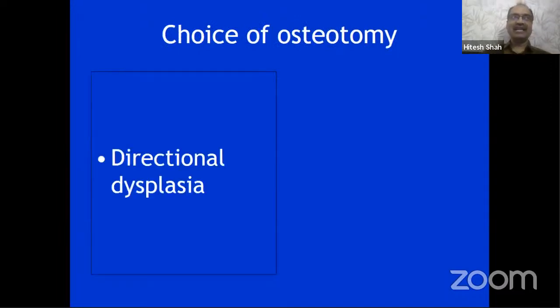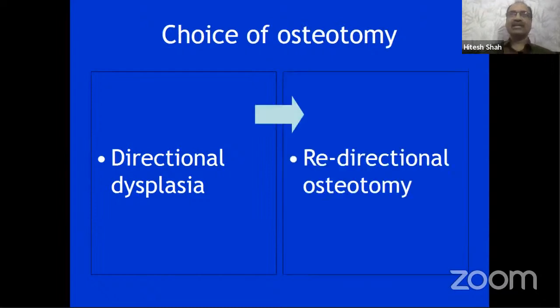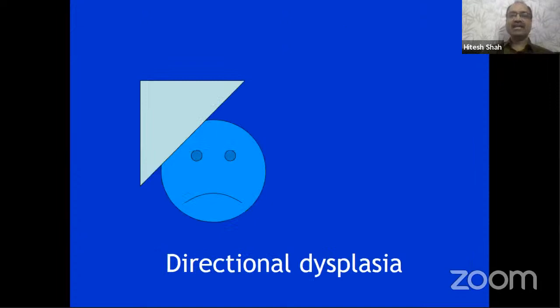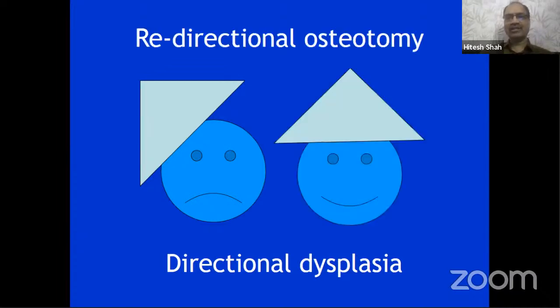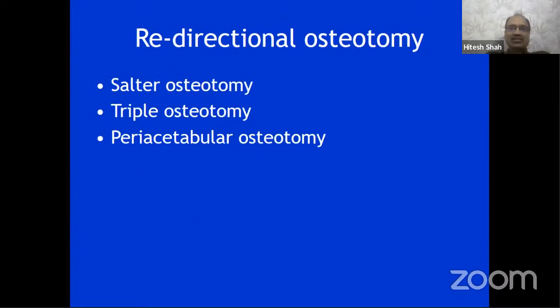If there is a directional dysplasia, you can correct the direction by doing a reorienting or redirection osteotomy. So what is redirection? It's like the cap over the head is not oriented properly. We can correct the orientation of the cap over the femoral head. It is a similar concept: when the cap is not appropriately oriented, we can correct the orientation of the direction of the acetabulum. So what are the redirectional osteotomies?